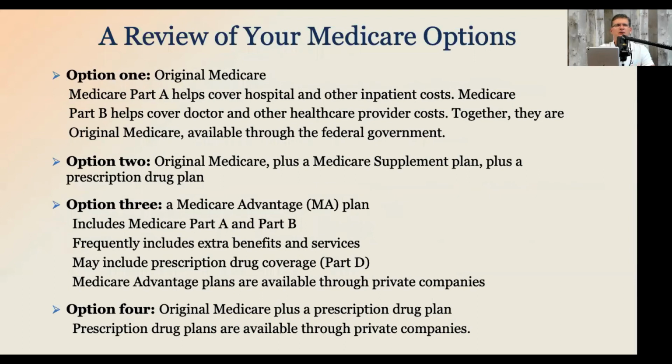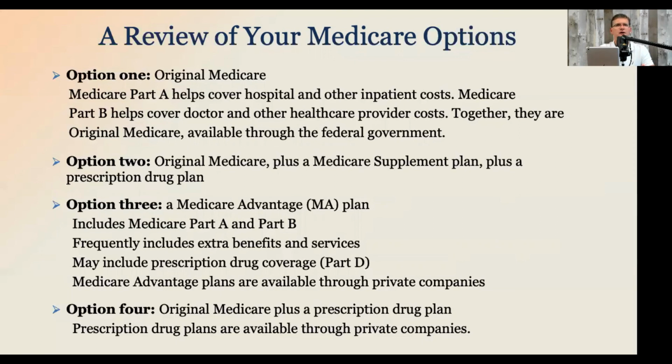A review of your Medicare options. Option 1, again, original Medicare. Medicare Part A helps cover hospital and other inpatient costs. Medicare Part B covers doctor and other healthcare provider costs. Together, they're original Medicare, available through the federal government. So that's option 1. You can just have original Medicare with Part A and Part B. Option 2, you can have original Medicare plus a Medicare supplement plan plus a prescription drug plan, a Part D.